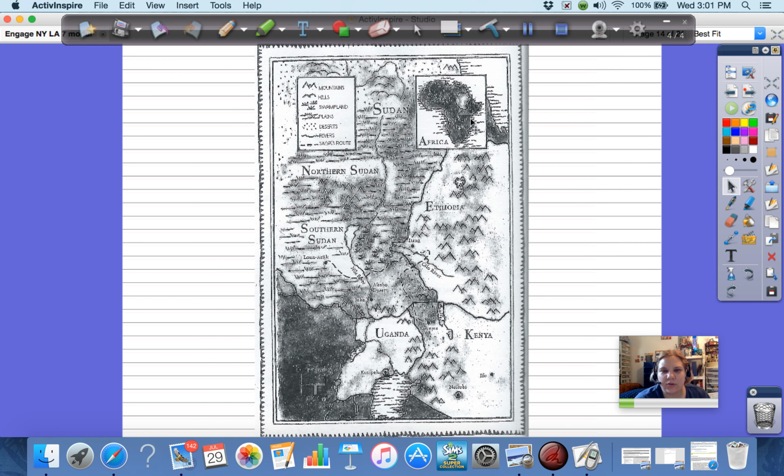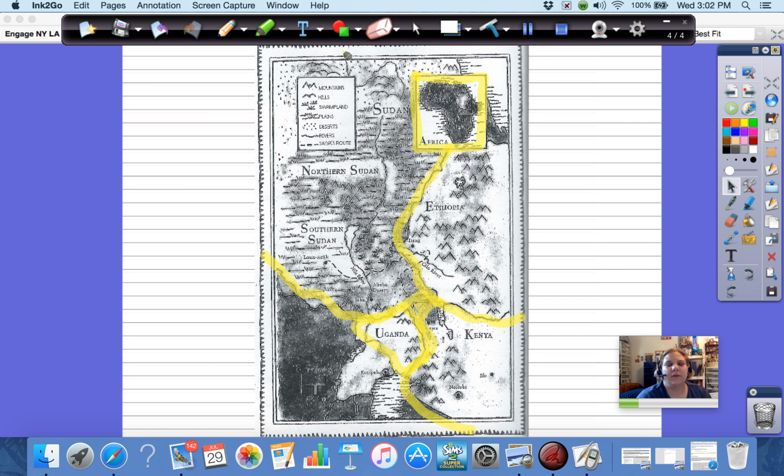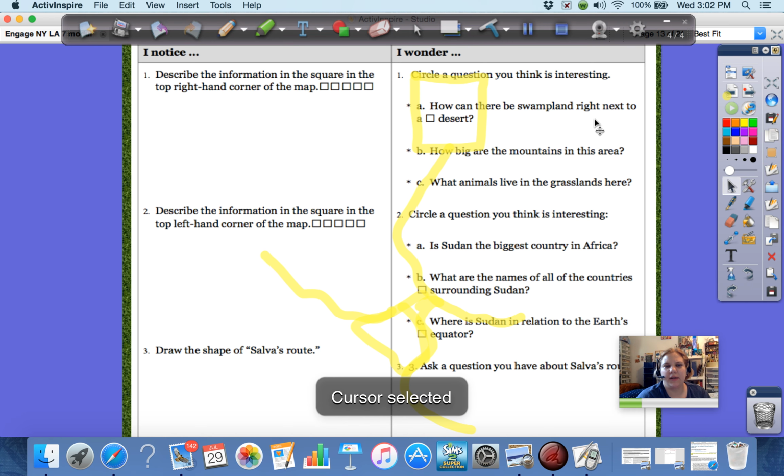So this is the actual map, and right here I see this is the continent of Africa. It is an entire continent. These are separate countries in Africa. Okay, Uganda, Kenya. Okay, let's see here. Okay, so Egypt's up here, north. Now, if I go back, I'm going to see what other questions are on here.